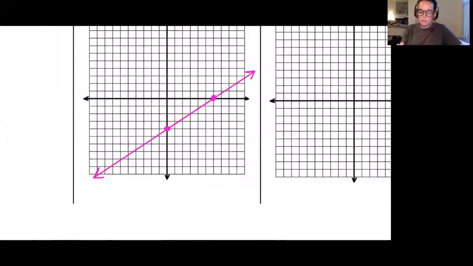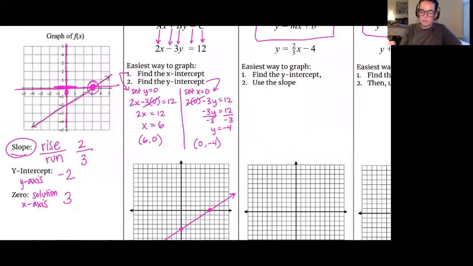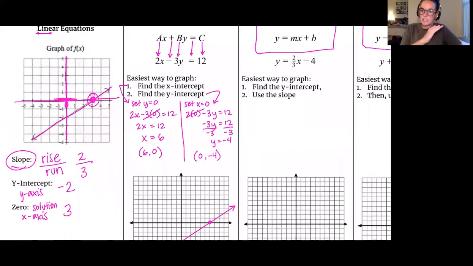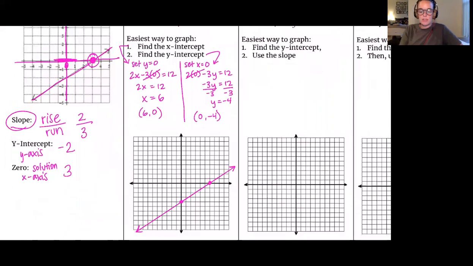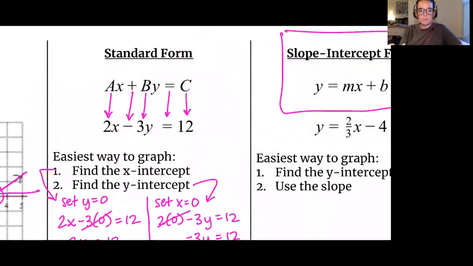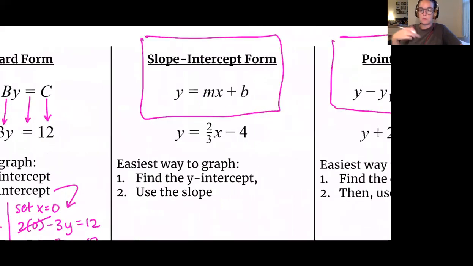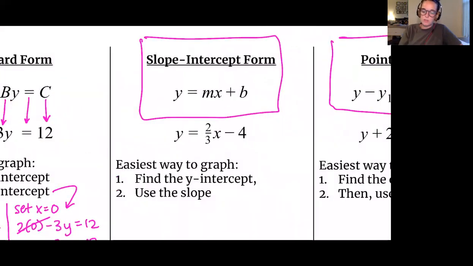So standard form is very simple to graph this way because you're either crossing out the x or you're crossing out the y. It makes it very simple to find the intercepts. So that is standard form. The next form that we're going to think about is probably the one we're most comfortable with, slope-intercept form.